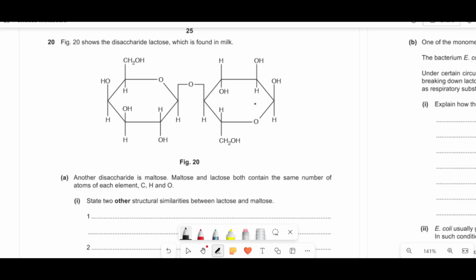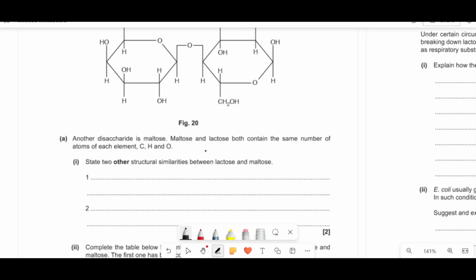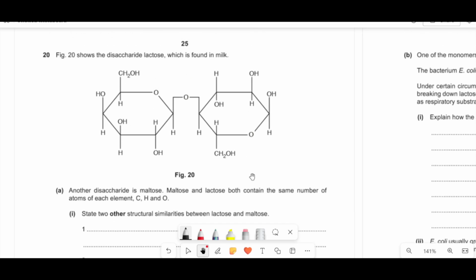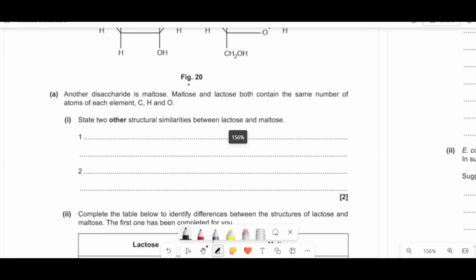Figure 2 shows the disaccharide lactose, which is found in milk. Another disaccharide is maltose. Maltose and lactose both contain the same number of atoms of each element, CHNO. What other two structural similarities are there between these two? I mean, one thing off the bat is that they have a 1,4 glycosidic bond here, because that's carbon 1, that's carbon 4. So they both have that immediately.